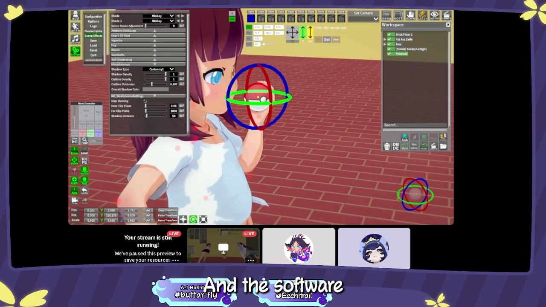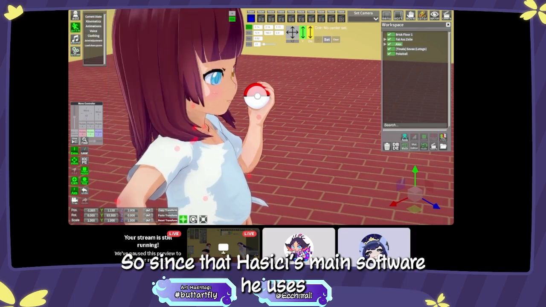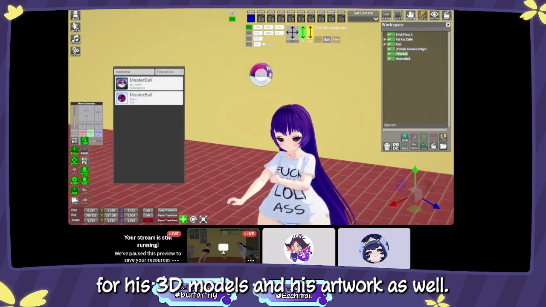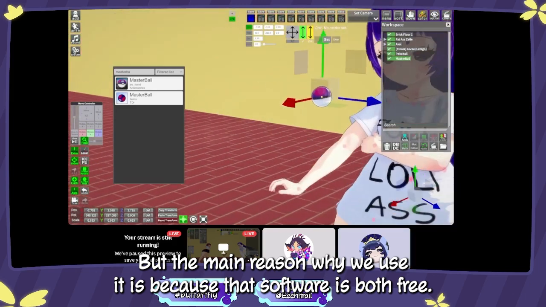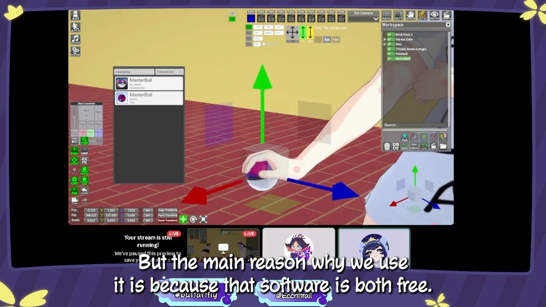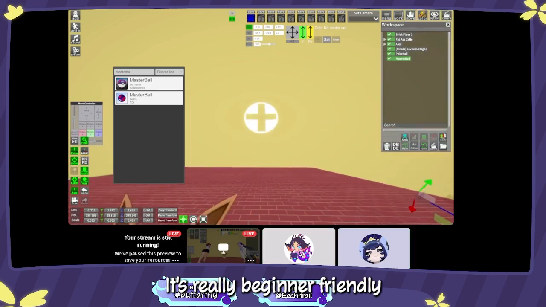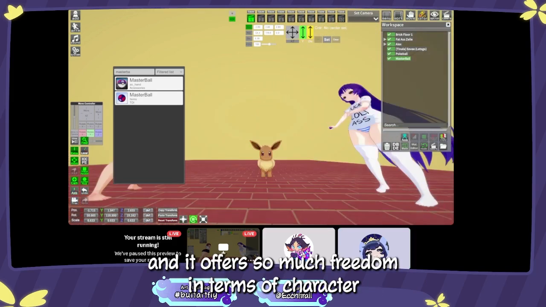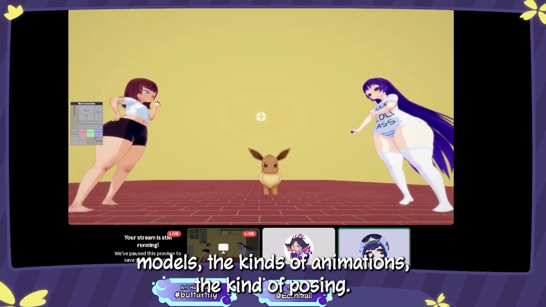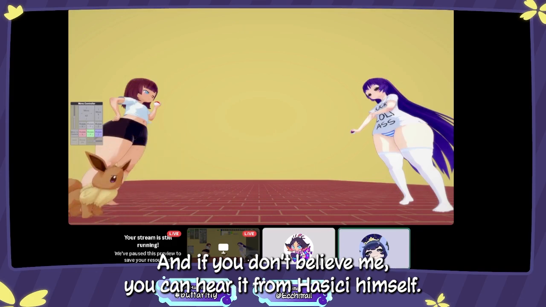And the software of choice for this drawing is Koikatsu, since that's Hiziki's main software that he uses for his 3D models and his artwork as well. But the main reason why we use it is because that software is free, easy to use, really beginner friendly, and it offers so much freedom in terms of character models, the kinds of animations, the kind of posing. And if you don't believe me, you can hear it from Hiziki himself.